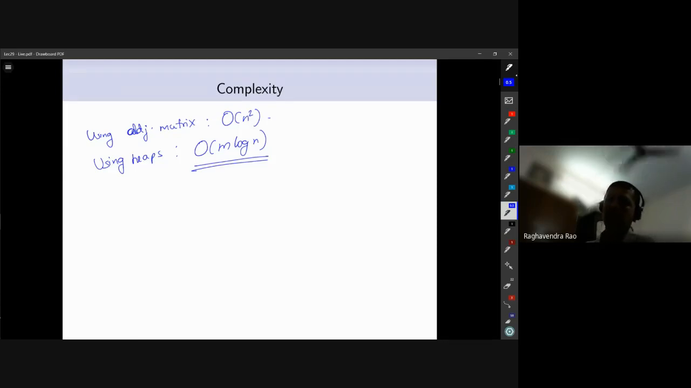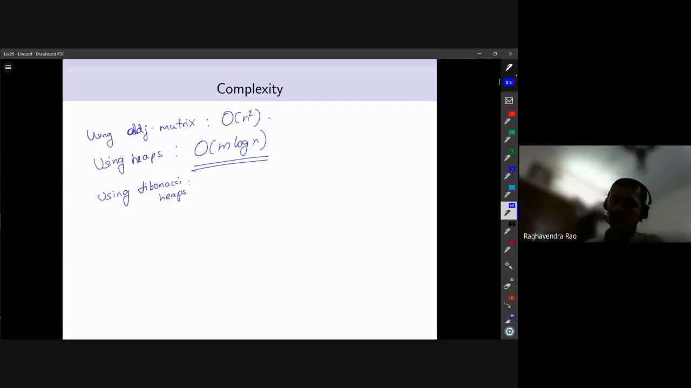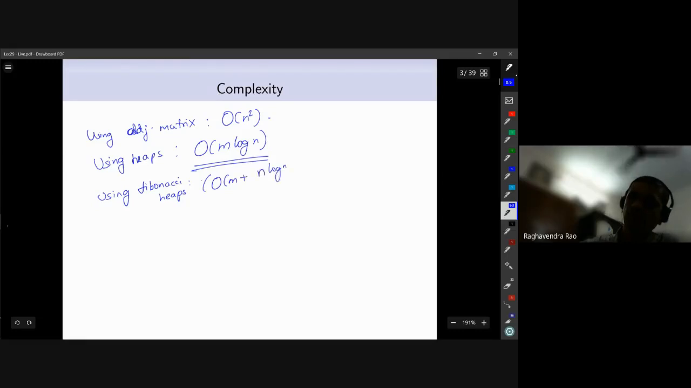Further, we'll also see further improvements using Fibonacci heaps, which is a different implementation of heap with certain modifications, particularly the way we merge two heaps and so on. This can be improved to order of m plus n log n.